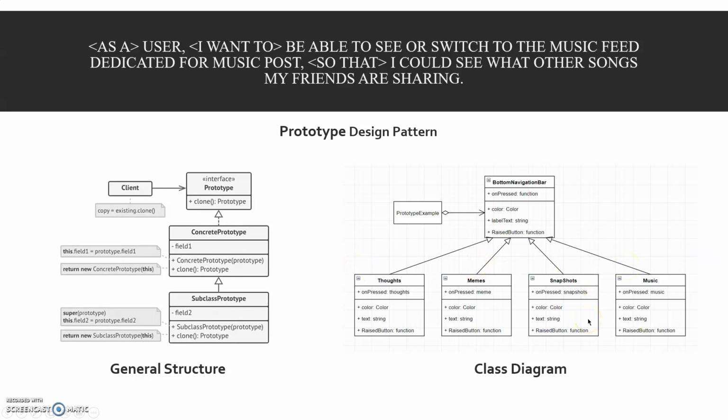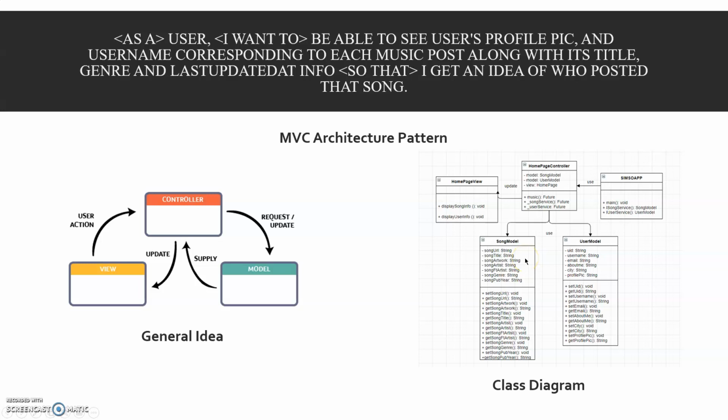So as a user, I want to be able to see the user's profile pic and username corresponding to each music post, along with its title, genre, and last updated at info, so that I get an idea of who posted that song. This child user story basically uses the MVC architecture pattern, and the general idea is that we have a controller, model, and view, and the view is hooked up to the controller, and the controller is connected to the model, so that we can get data back to the controller and displayed on the view side.